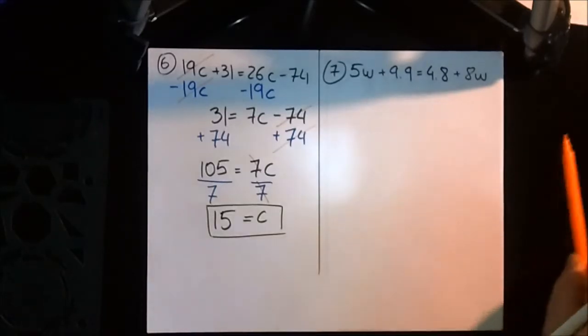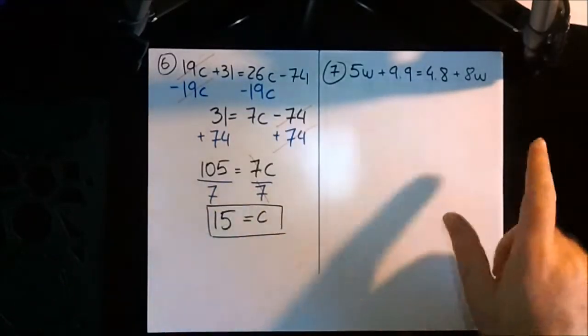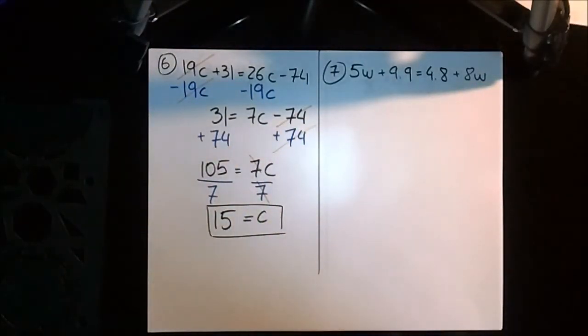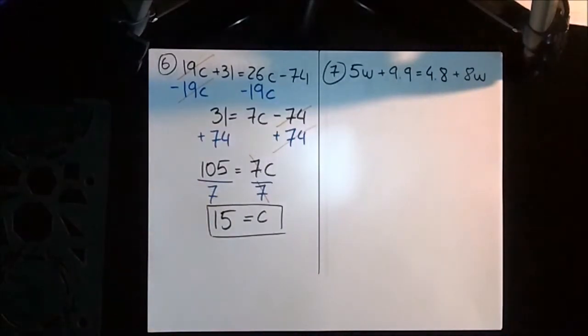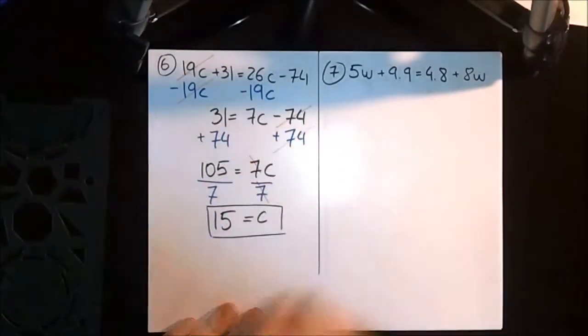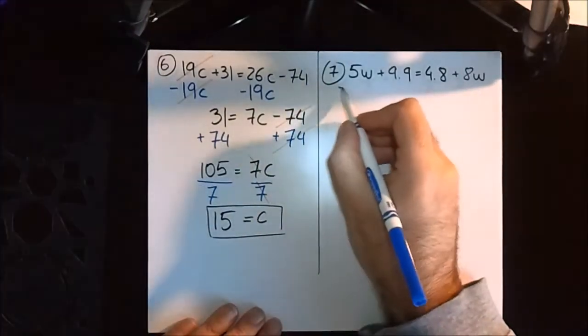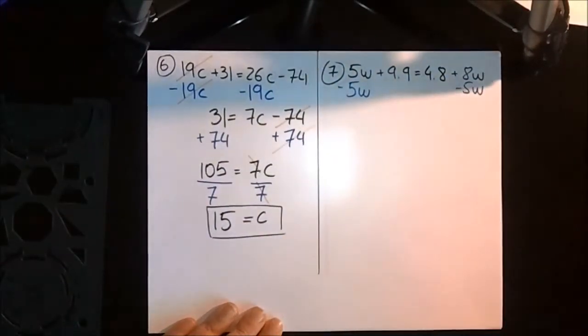Alright, moving down to 7. And the only twist to 7 is that we have some decimal numbers here. Not a big deal. Decimals, we solve it the same way. I have two w terms here and here. I want just one w term on one side of the equation. So I want to get rid of that one because it's got the smaller coefficient. 8, 5, and of course 5 is smaller. How do I get rid of a 5w? By doing minus 5w. And of course I have to do it from both sides.